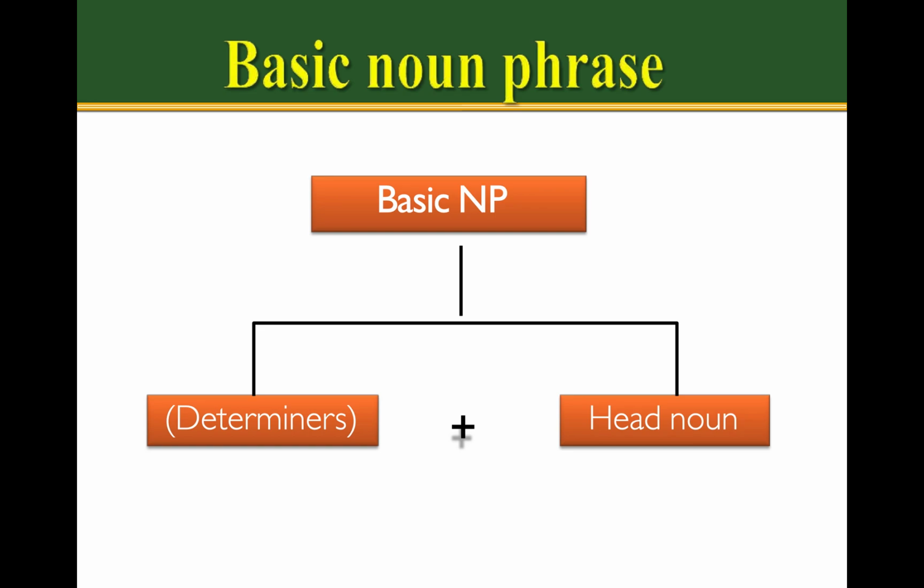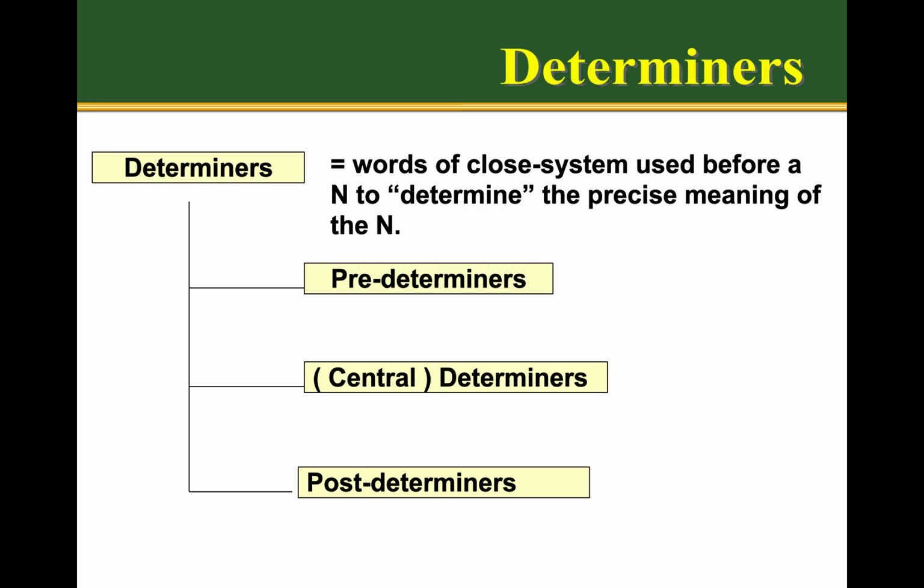So noun phrase basically consists of the head noun, optional pre-modifiers, and optional post-modifiers, but determiners are not optional, especially central determiners. In English, we have 3 kinds of determiners: predeterminers, central determiners, and post-determiners. What do you mean by determiners? Words of a closed system used before a noun to determine the precise meaning of the noun phrase or the noun.